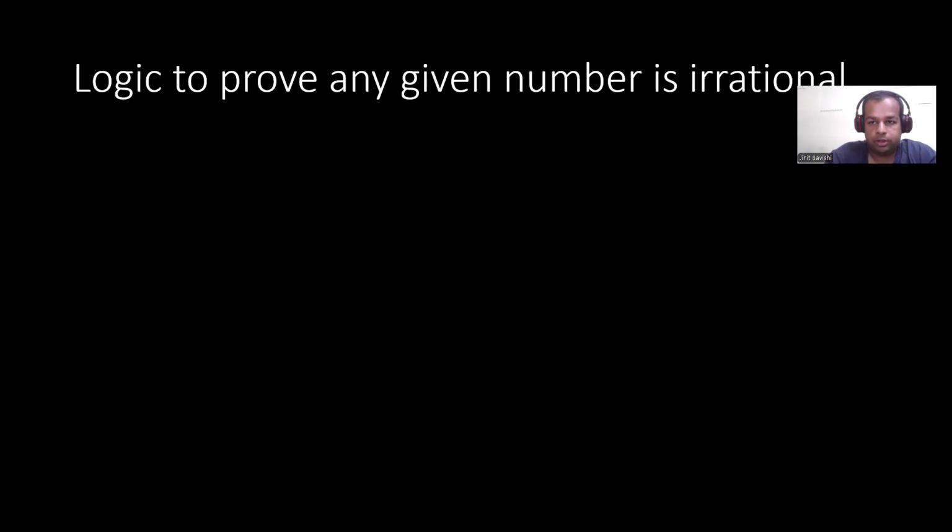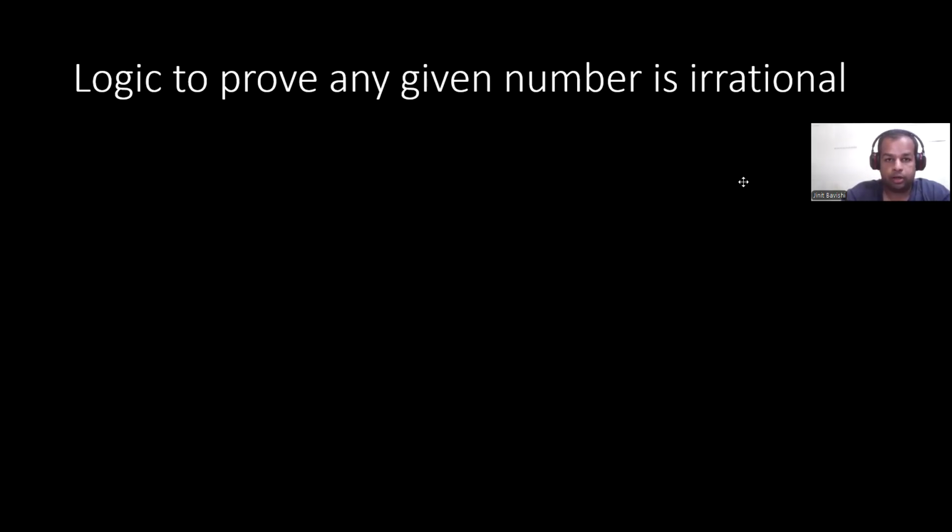Hi friends, so here today we'll be learning the logic to prove a number is irrational. Suppose you have a number with you, say 3. We know that it's in simple form, right? It is already in the form of p by q. So we can say this number is a rational number. Rational numbers are the numbers which can be written in the form of p by q.